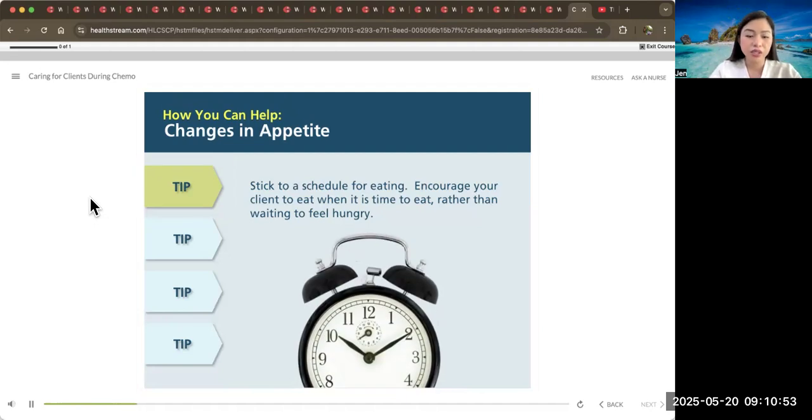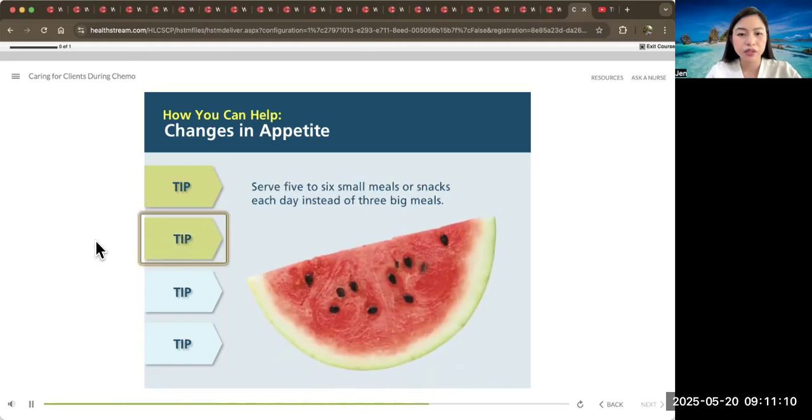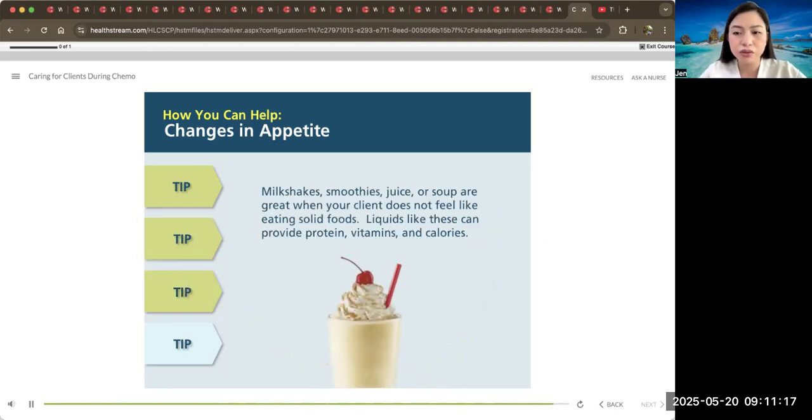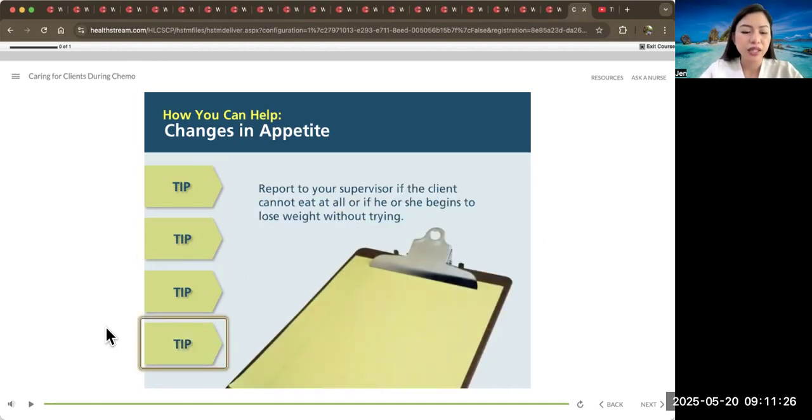First, stick to a schedule for eating. Encourage your client to eat when it is time to eat rather than waiting to feel hungry. Next, serve 5 to 6 meals or snacks each day instead of 3 big meals. Milkshakes, smoothies, juice, or soup are great when your client does not feel like eating solid foods. Liquids like this can provide protein, vitamins, and calories.